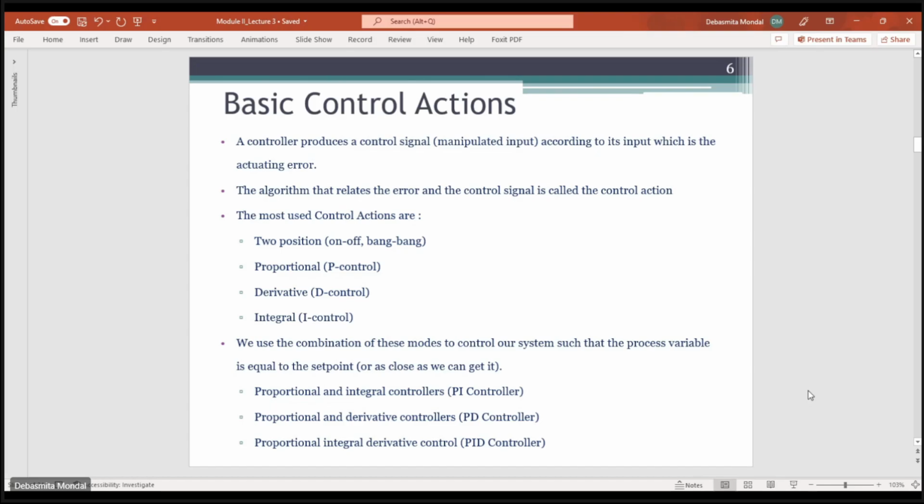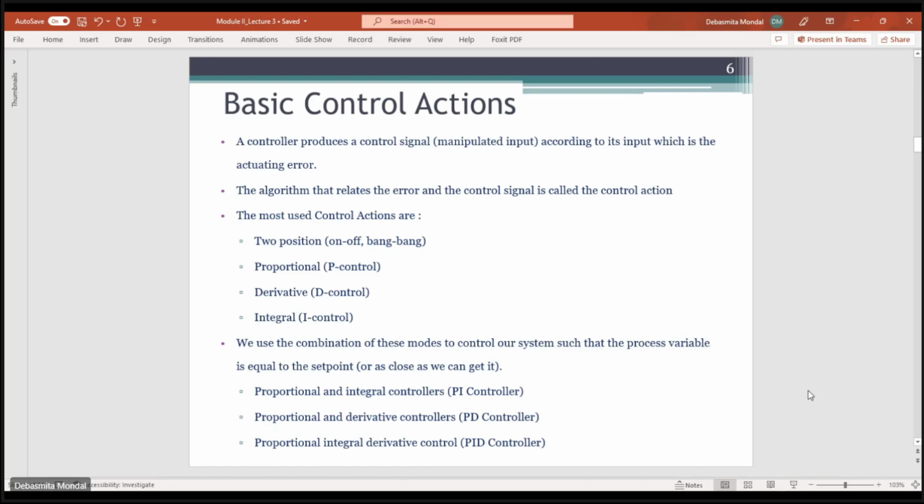by the error detector. That means the actuating error, which is the difference between the reference input as well as the contribution of the feedback path. The difference between that is my actuating error. So depending on the actuating error, a control signal is generated by some action in the controller. So this algorithm that relates the actuating error to the control signal is known as a control action.